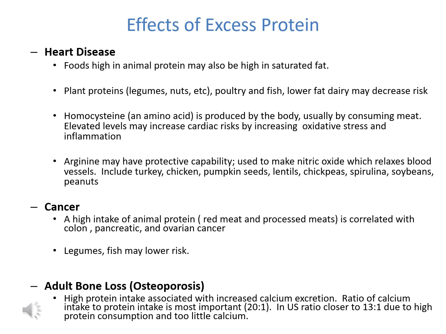The potential connection with protein and cancer. Protein does not seem to increase the risk of cancer, but certain protein-rich foods may. Studies have shown that red meat and processed meats have been associated with increasing the risk, specifically of colon, pancreatic, and ovarian cancer. In contrast, legumes and fish may lower the potential risk. As far as chronic diseases, we'll explore the connection between diet and specific ones more fully in Chapter 18.